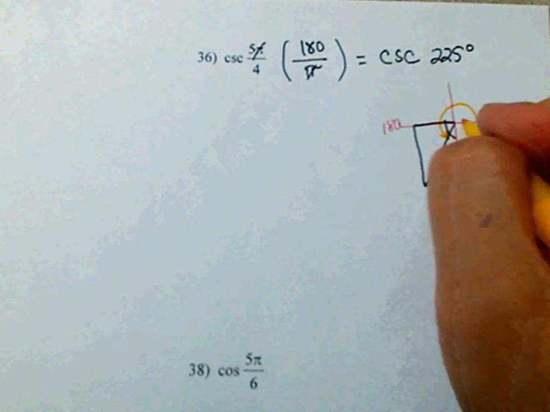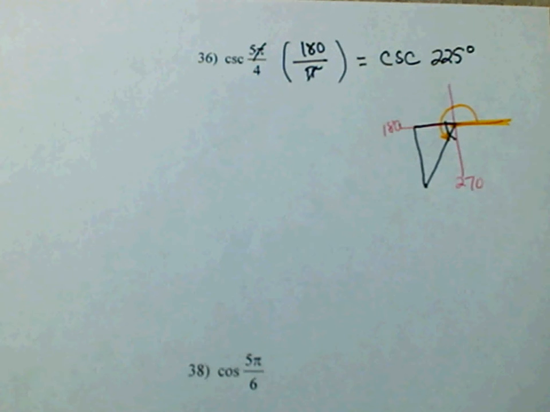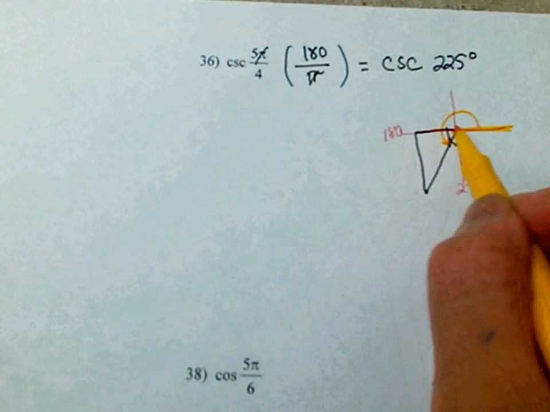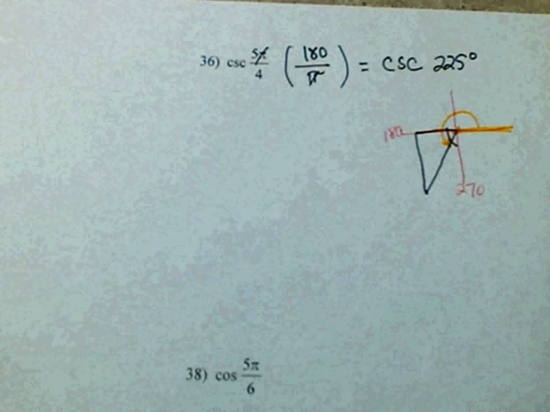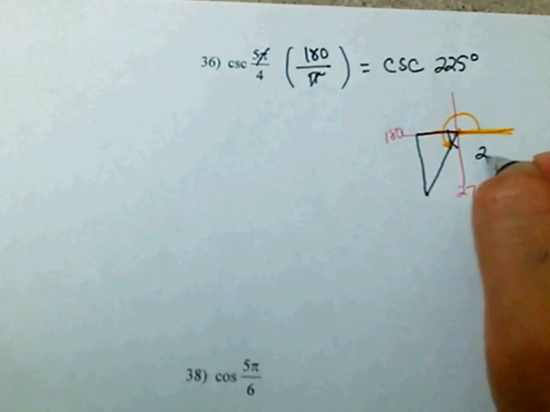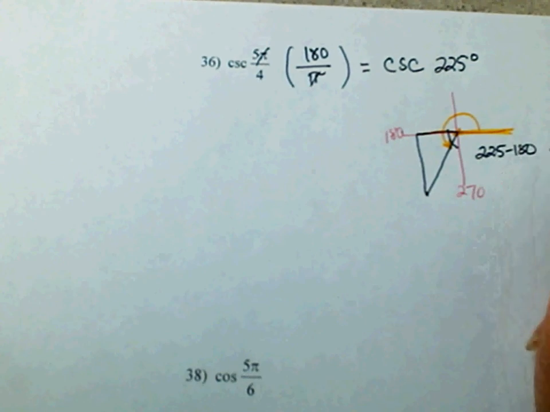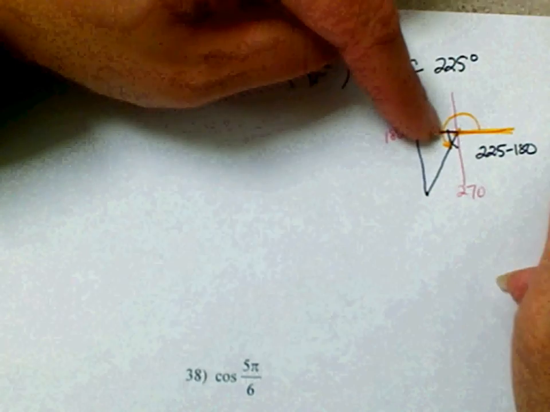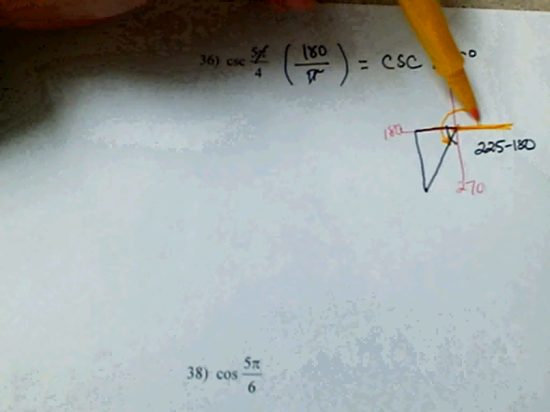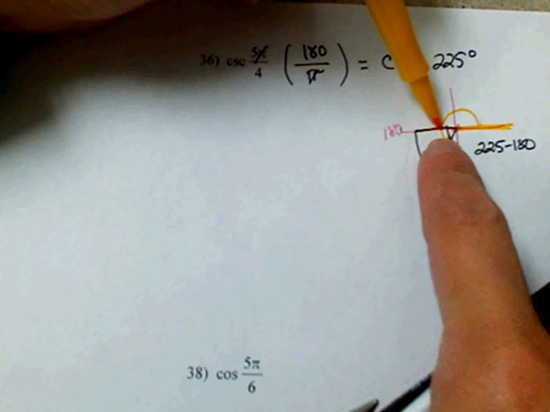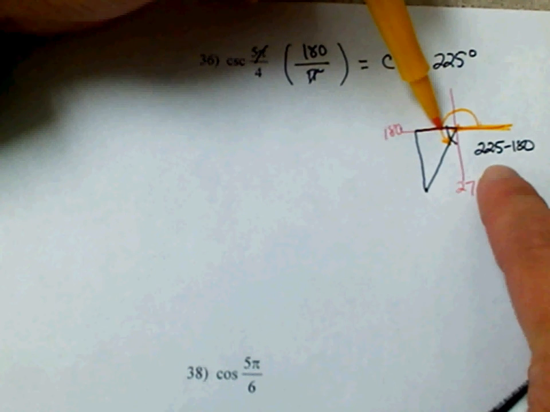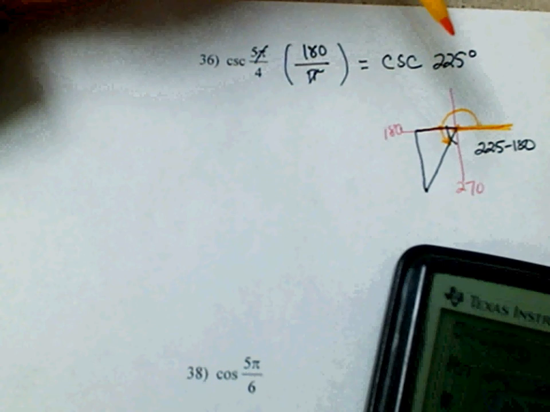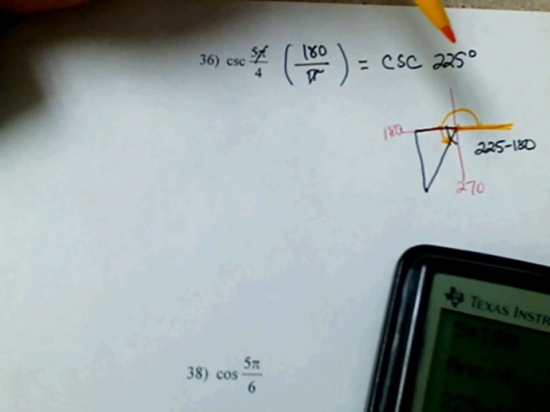Well, if this is 180, you're going to take 225 minus 180. So from here to here is 180, and I want to go a little bit more. That will tell me what that angle is. So what is 225 minus 180? This comes out to be 45 degrees again. Now guys, it's not always going to be 45. It just happens to be 45 here.